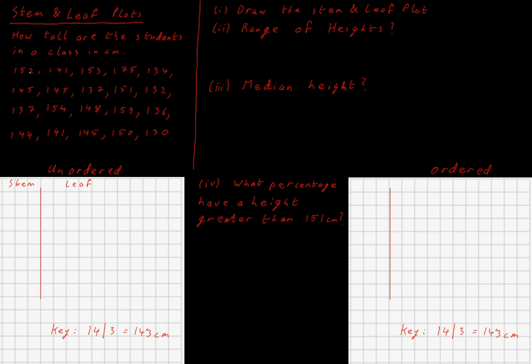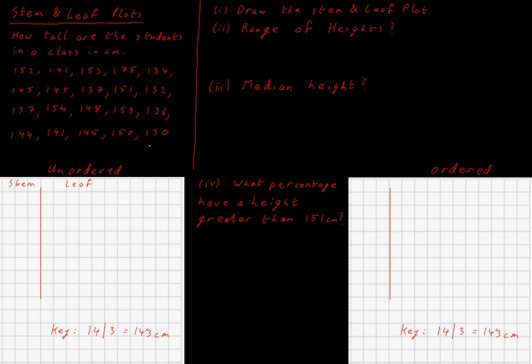So whenever we want to do any work with data, it's a good idea to reorder it. However, for a stem and leaf plot, you effectively have two options. You can reorder this data as a list, so you can order this from smallest to biggest, like we often have to do with data sets. Or you can draw two stem and leaf plots, and that effectively does the same thing for you.